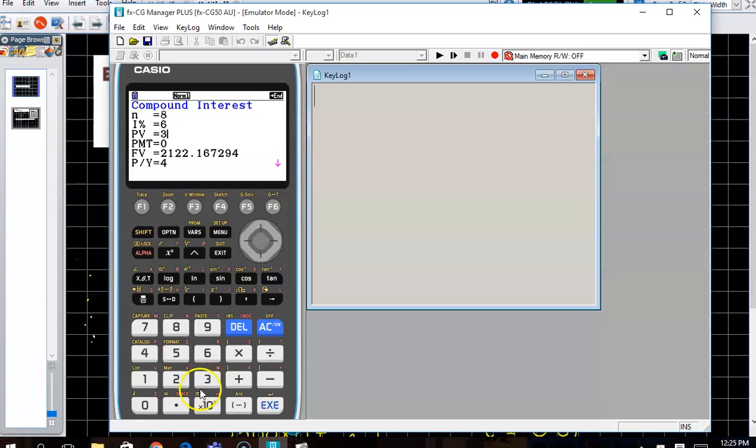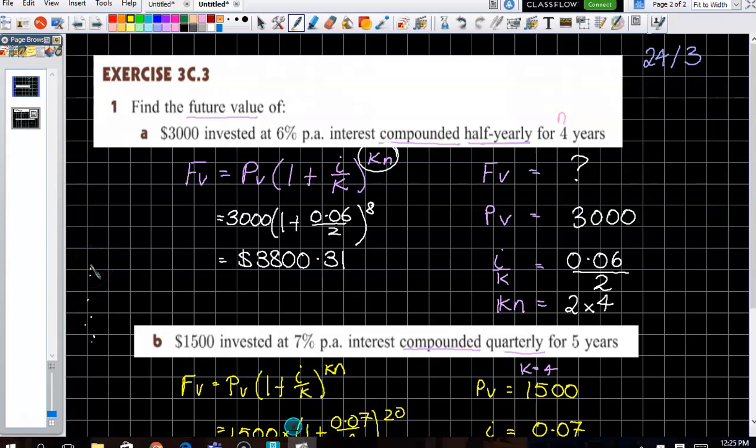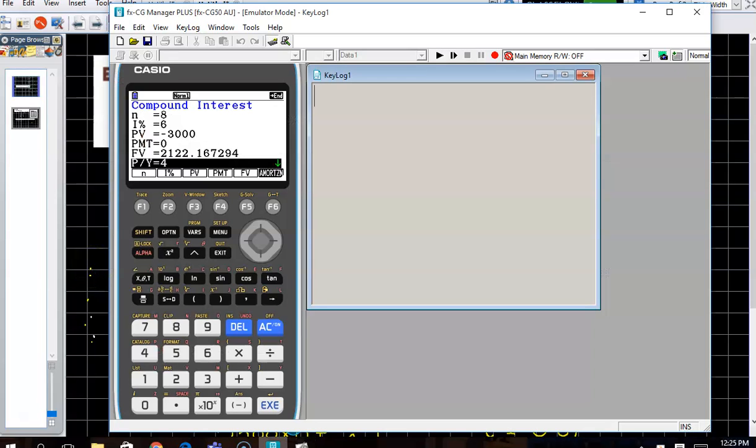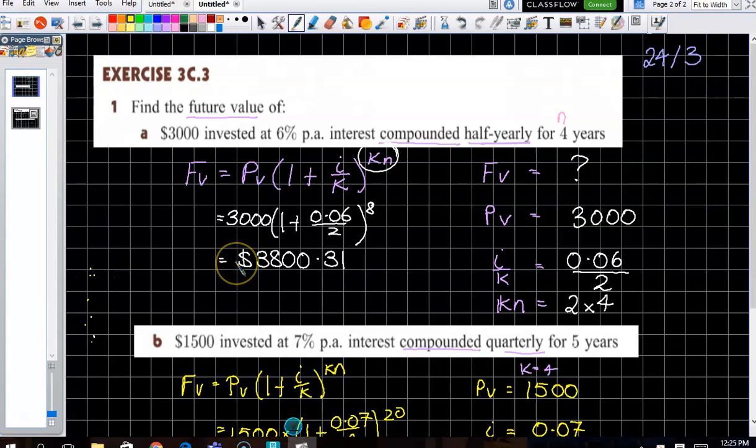3,000. Negative 3,000. Nearly forgot that. PMT is still 0. I'm not even going to write over the future value. How many times am I compounding? 2. So we pop 2 there. It will change the compounding automatically. And now I press future value and lo and behold, I got the same answer.